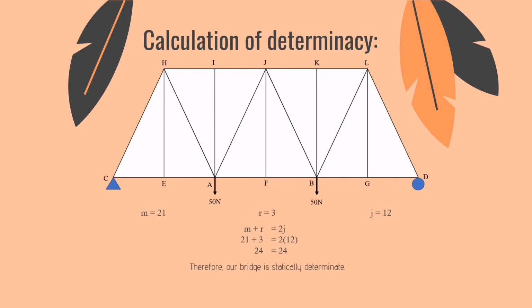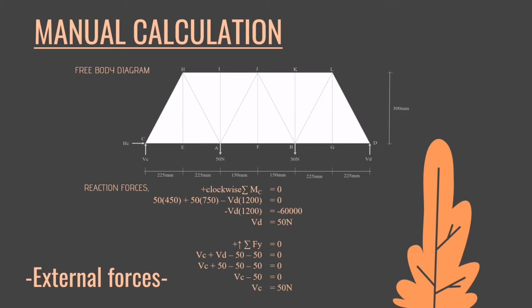Okay, now I want to explain the calculation for this project. So this is our bridge. First of all, we need to find the determinacy. The formula is M plus R equal to 2J. M stands for members, R stands for reactions, and J stands for joints. So our bridge has 21 members, 3 reactions, and 12 joints. We substitute all the values, and we got the answer 24 equals 24. Therefore, our bridge is statically determinate. Next, we find the reaction forces, which are VD and VC. We got the same value for both, which is 50 Newton.